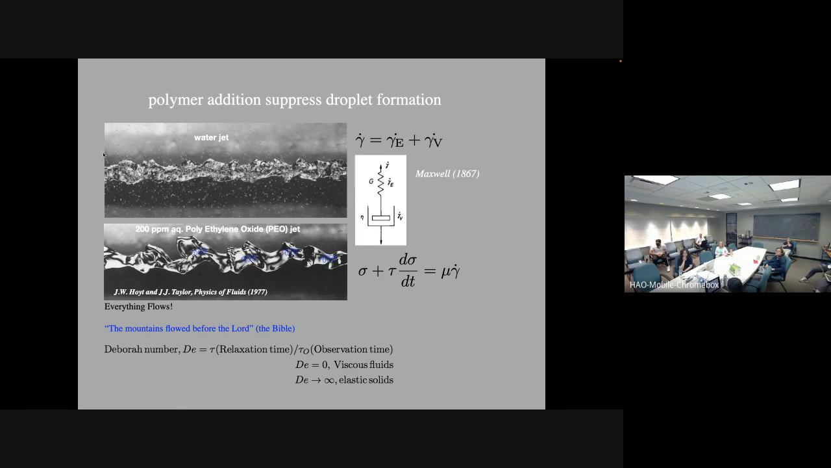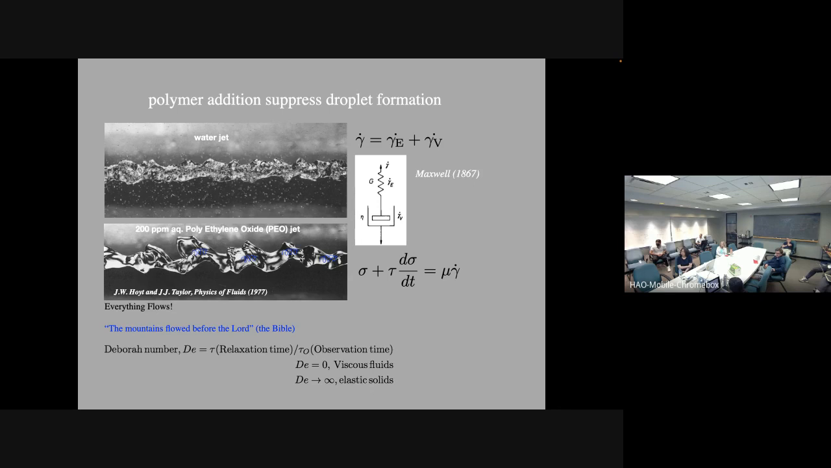Now, the fact that polymer addition suppresses droplet formation has been known for quite some time. So for example, this is a jet of water, and you see that when the jet is at a high speed, you form these really small droplets here. But the moment you add a small bit of polymer, then this jet becomes really glassy. There is no more droplet formation. So this phenomenon is because of what is known as viscoelasticity.